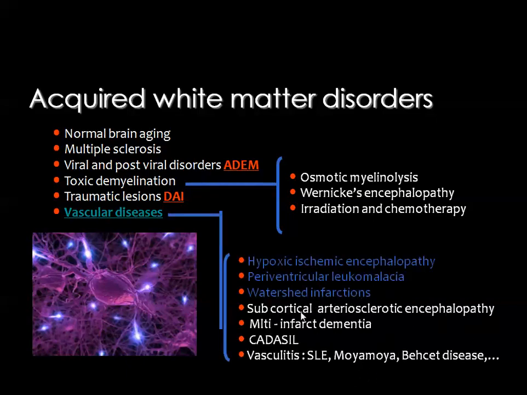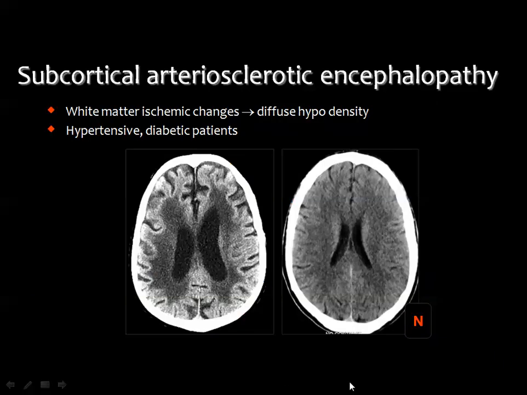We'll talk about subcortical arteriosclerotic encephalopathy, and also the multi-infarct dementia, the CADASIL, and finally the vasculitis. We used to say that this brain is the brain of an old person with dilated ventricles, dilated cortical sulci, dilated extraaxial CSF spaces, denoting the presence of brain evolutionary changes which are accepted for the patient's age.